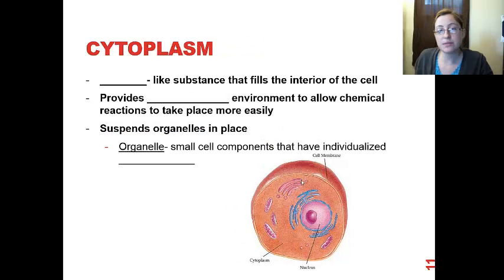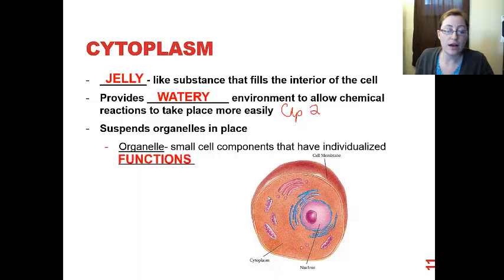The cytoplasm is also common to both prokaryote and eukaryote cells. The cytoplasm is sort of this jelly-like substance, and it fills the interior of the cell, and it provides this nice watery environment to allow chemical reactions to take place more easily. And there will be more on that coming in chapter 2. But we'll get to that when we get back to school in August. So the main job of the cytoplasm is this watery substance that suspends the organelles in place. And you've seen this word quite a bit. Organelle is just a fancy term for cell part, saying that these are small components of the cell, and they all have their own function.